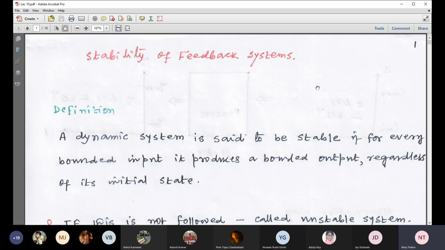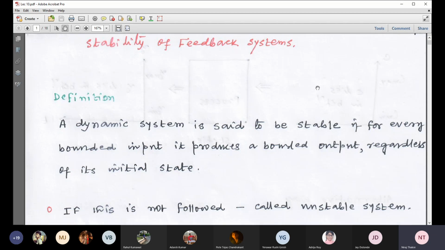Fine. So this is the definition. A dynamic system is said to be stable if for every bounded input it produces a bounded output, regardless of its initial state. And if this is not followed, it is called an unstable system.